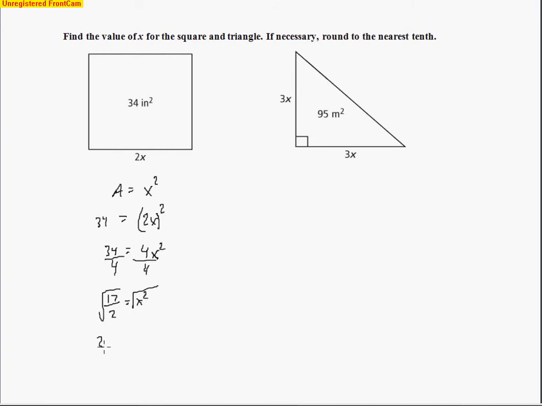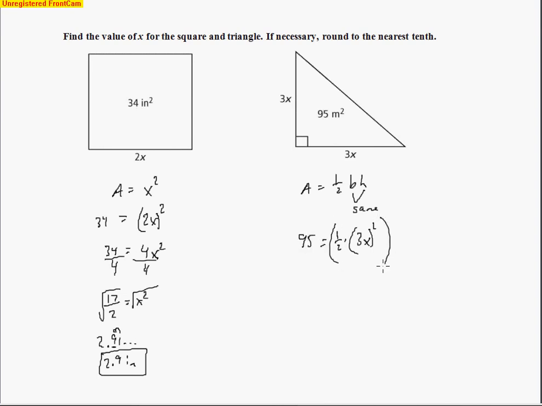So about 2.91, and then it goes on. And so rounding to the nearest tenth does not round that up, rounds it down. 2.9 inches is the value of x. Over here, I see it's an isosceles triangle, so my formula is 1/2 base times height. Well, base and height are the same. And so since they're the same, I could just write 3x quantity squared times 1/2 equals 95.